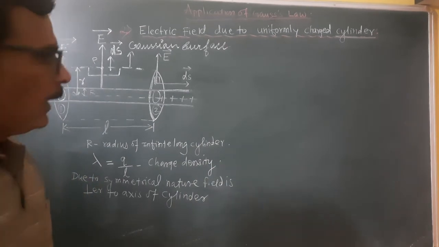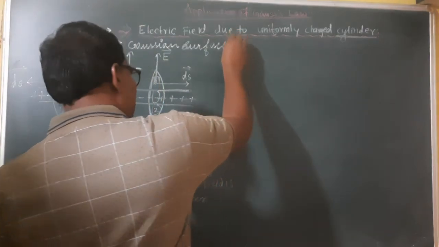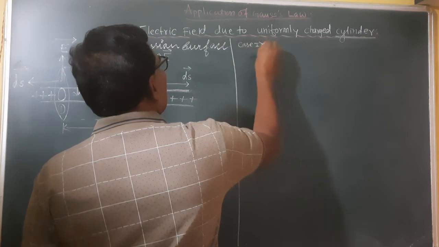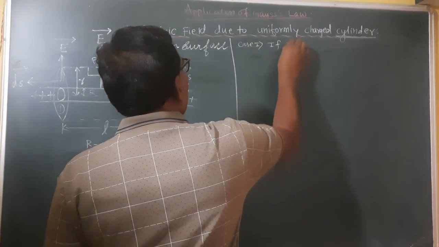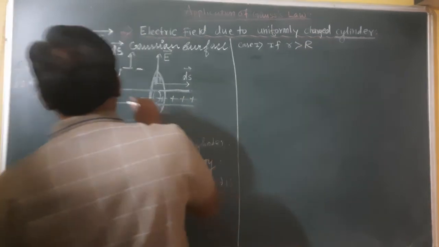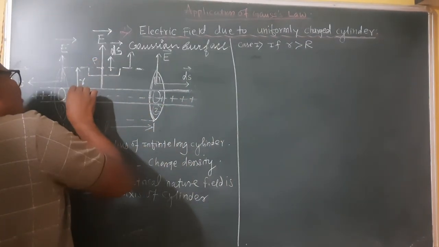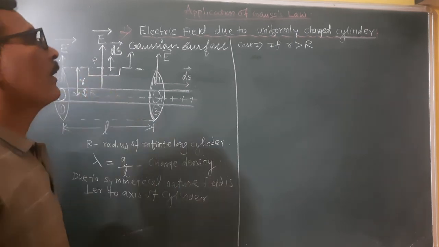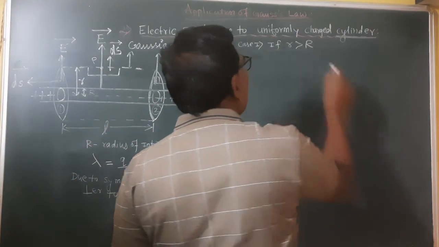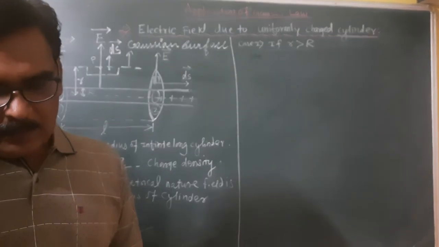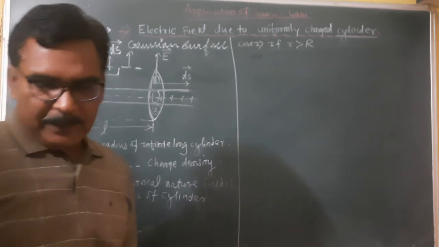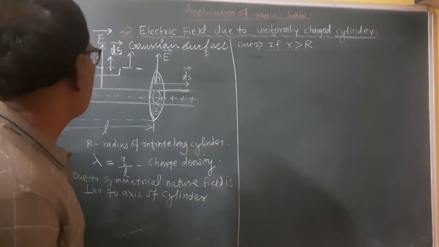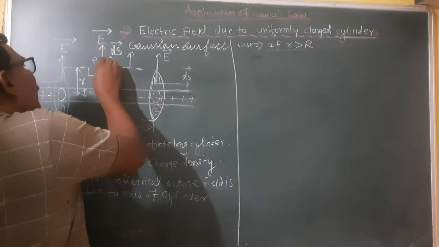Now case number 1: if small r is greater than capital R. Here small r is the radius of the outer cylinder and capital R is the radius of the inner cylinder. We consider the case that small r is greater than capital R. We have to find the electric field at a point P at a distance r from the axis, on the Gaussian cylinder having radius small r.